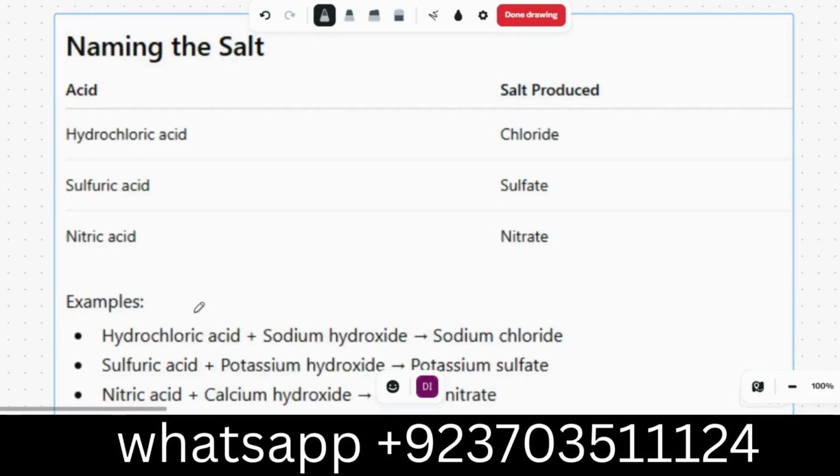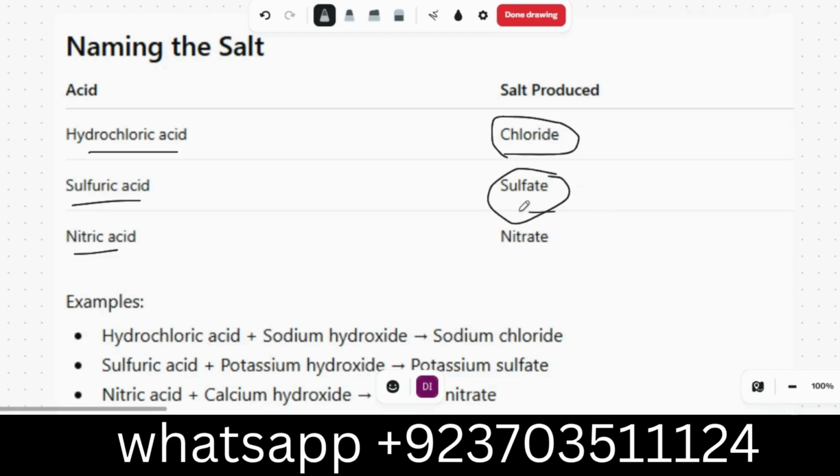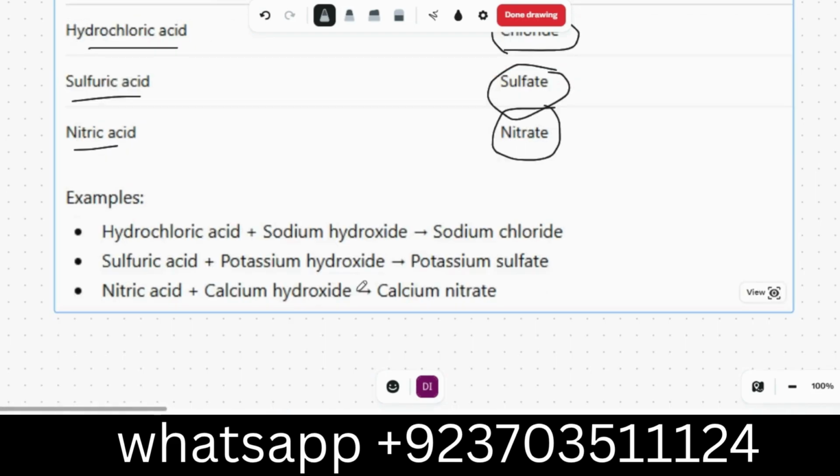Naming the salt. Okay, for example, with hydrochloric acid, the salt produced we will call a chloride. Sulfuric acid, the salt produced is a sulfate. Nitric acid, the salt produced is a nitrate. Okay. For example, hydrochloric acid plus sodium hydroxide gives us sodium chloride. Sulfuric acid plus potassium hydroxide gives us potassium sulfate. Nitric acid with calcium hydroxide gives us calcium nitrate. That's all about it.